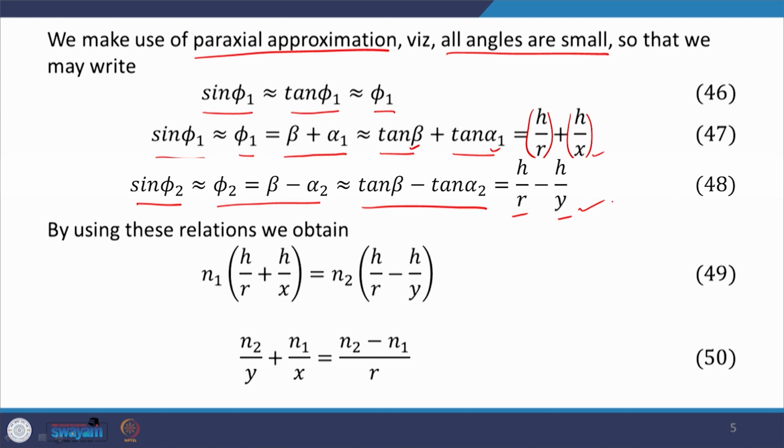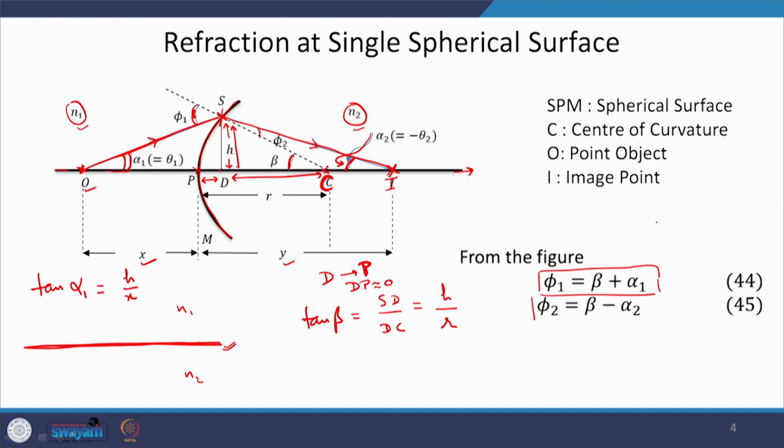Now, we will apply Snell's law here. What does Snell's law say? Snell's law says n1 sin phi 1 is equal to n2 sin phi 2. We are in the habit of calling this angle of incidence theta 1 and theta 2, and therefore, here in the bracket you see that alpha 1 is equated with theta 1 and alpha 2 is equated with minus theta 2. This minus I will talk about later.